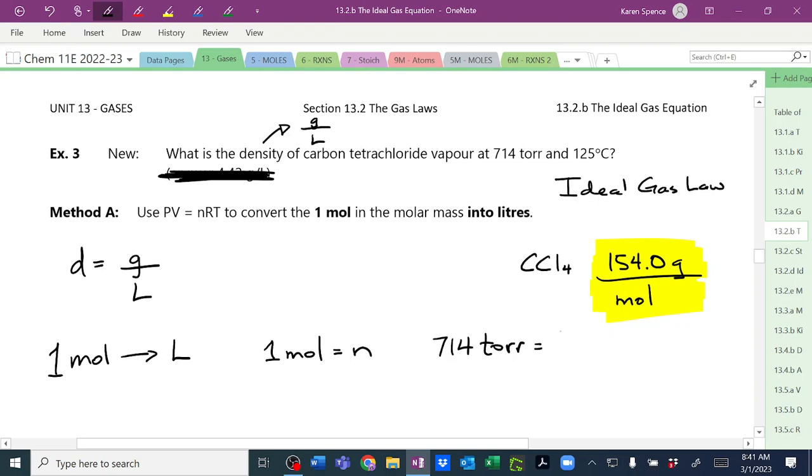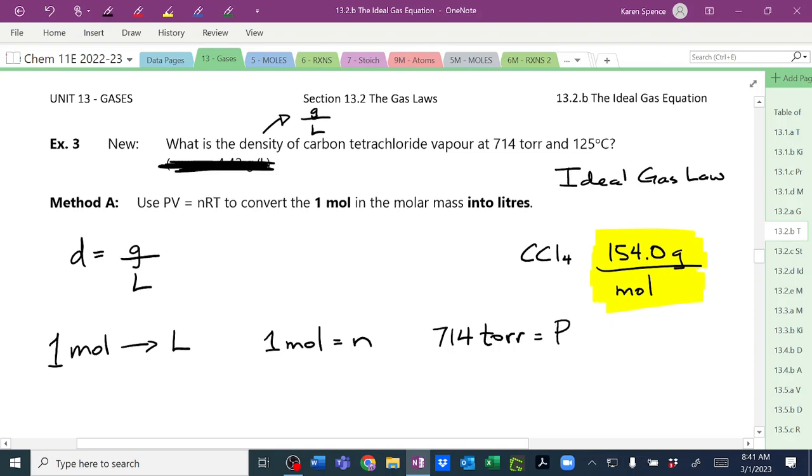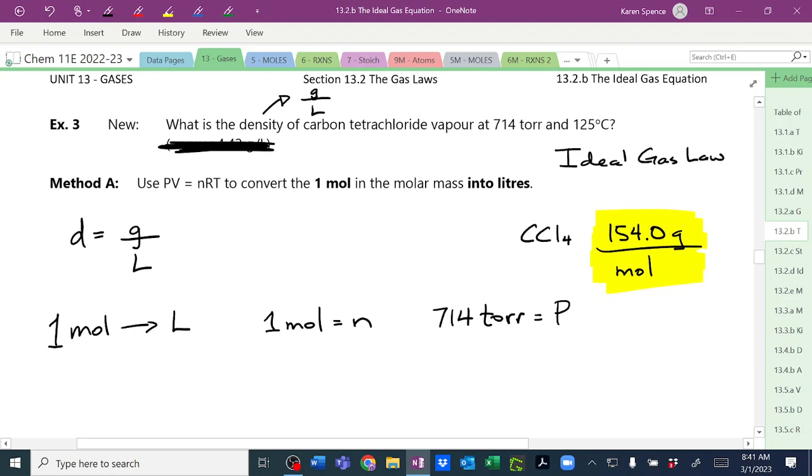Torr measures pressure. If you forget that, it's okay because it is on your green formula sheet. And we have 125 degrees Celsius. What should we do with our 125 degrees Celsius? We should convert it to Kelvin, so we're going to add 273.15. That's 125 plus 273.15 equals 398.15 Kelvin. And that is the temperature.